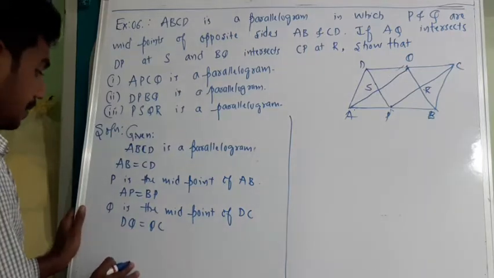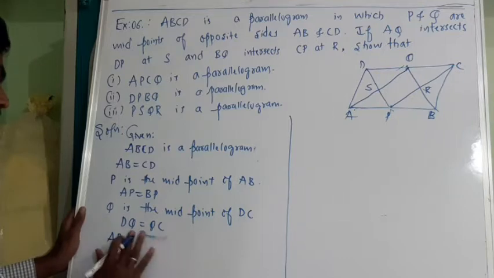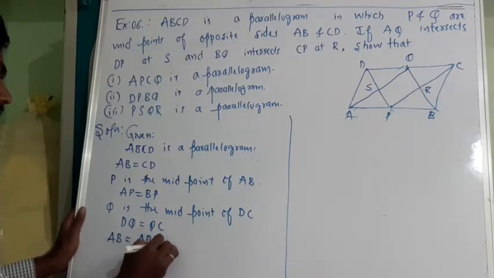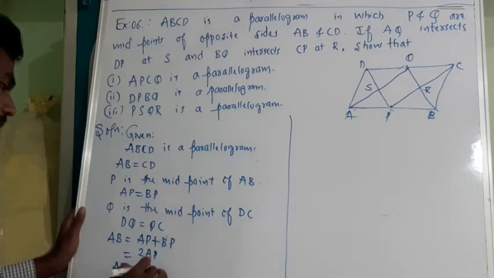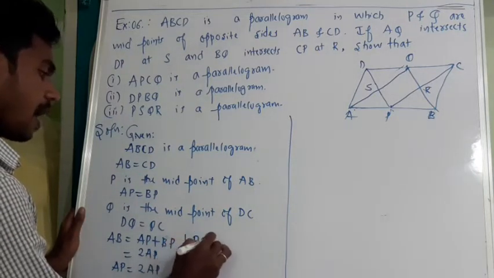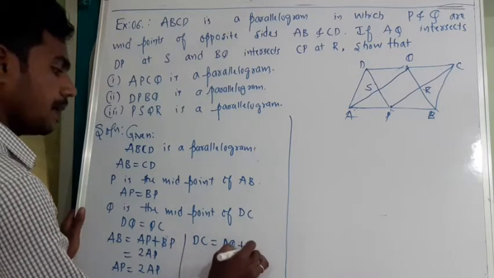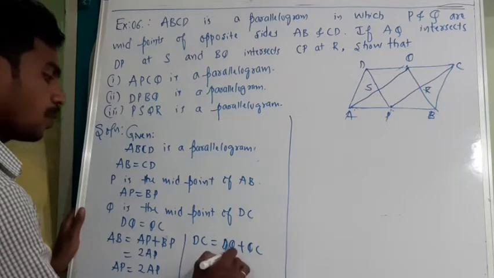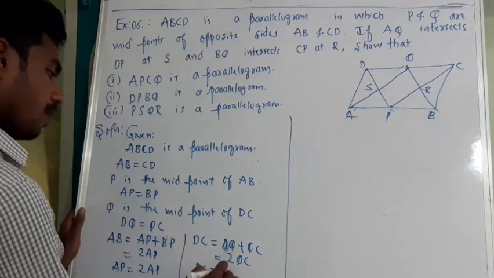Fine. So next, AB can be written as AP plus BP, and since AP is equal to BP, it can be written as 2AP, or else AB is equal to 2AP. Next, DC can be written as DQ plus QC. So it can be written as 2 times QC because DQ is equal to QC. So DC is equal to 2QC.